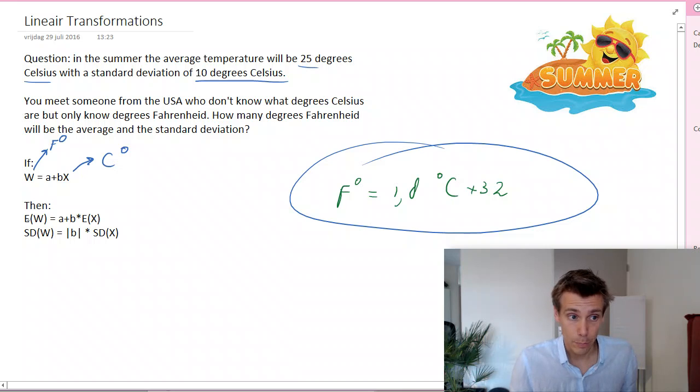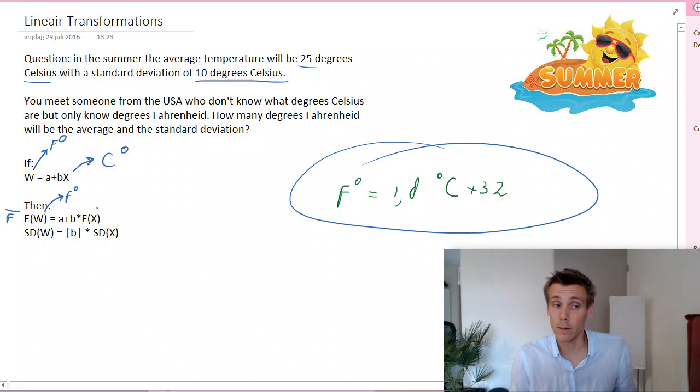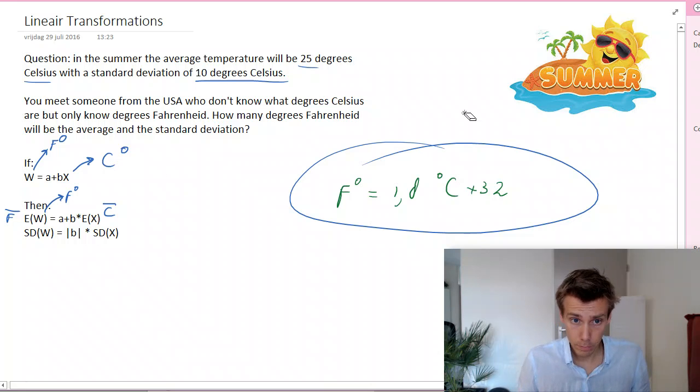Then the expectation of W, the expectation in degrees Fahrenheit, the Fahrenheit average, equals A plus B times the expectation of X, which is the average of X, otherwise said the Celsius average. Quite logical. Here you see the formula.